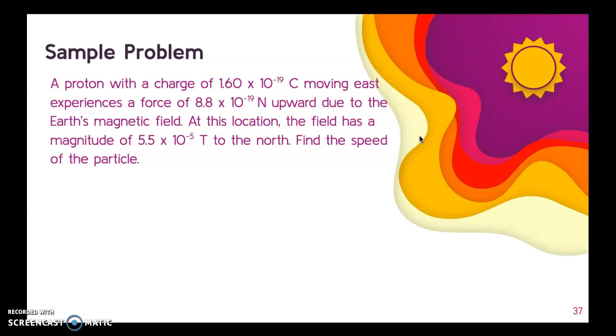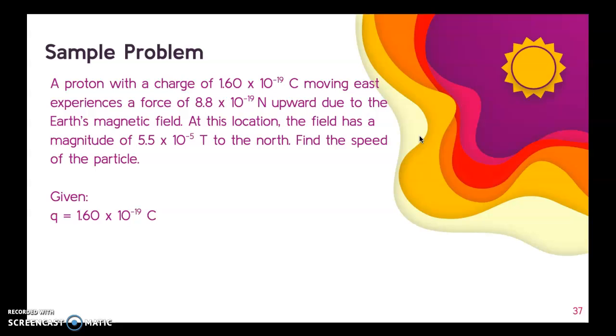Okay, so at this location, the Earth's magnetic field has a magnitude of 5.5 times 10 to the negative fifth Teslas to the north. Find the speed of the particle. Okay, so let me refresh your memory. Here's what we've been given.